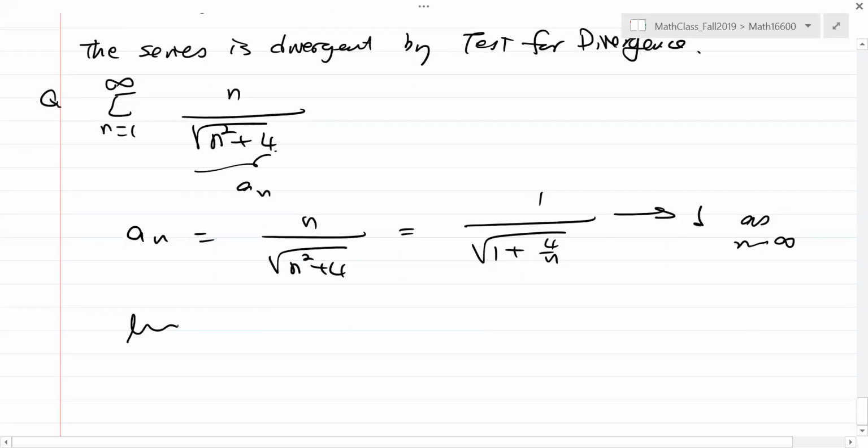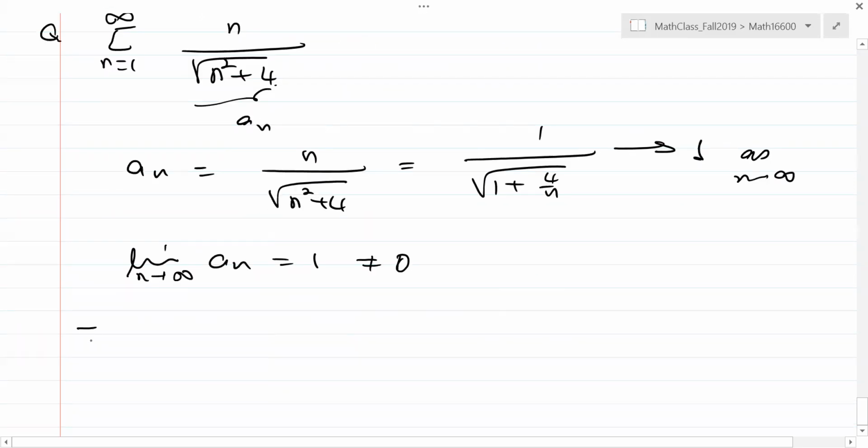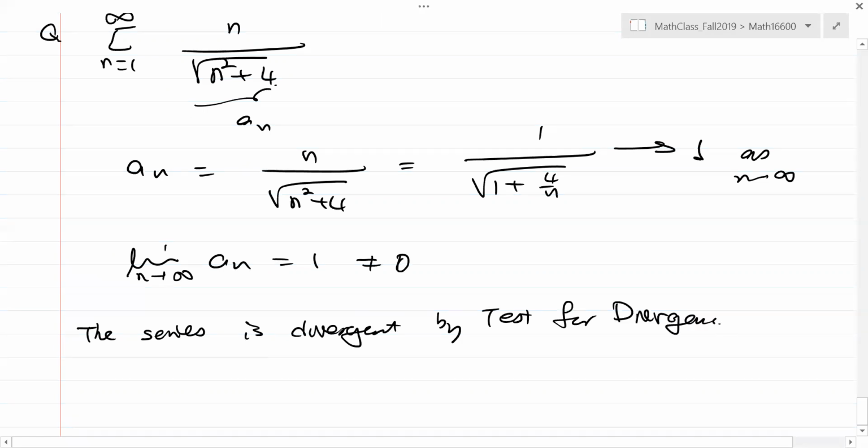So this implies you can find the limit right now. It's going to be 1, not 0. So you conclude that the series, not the sequence, is divergent by the test for divergence. I always see a couple of students still confused about sequence and series when talking about divergence.